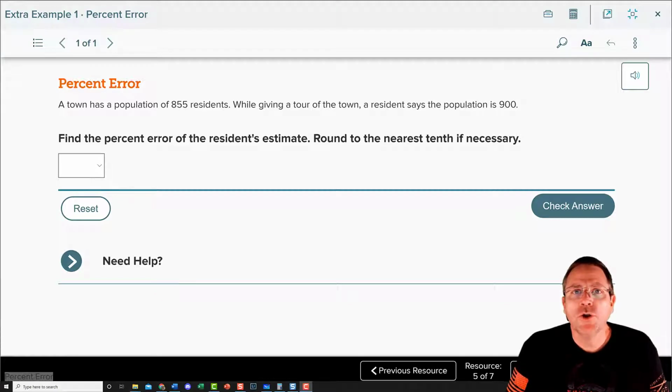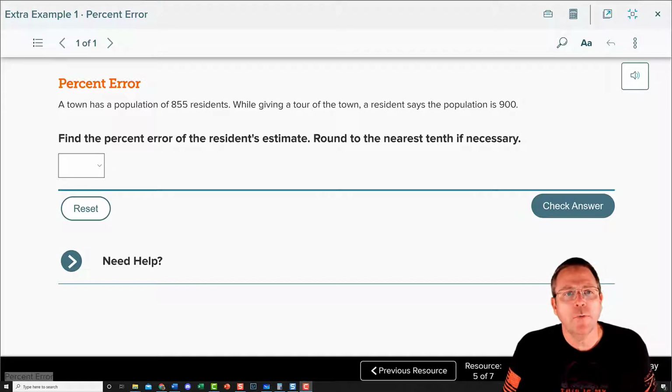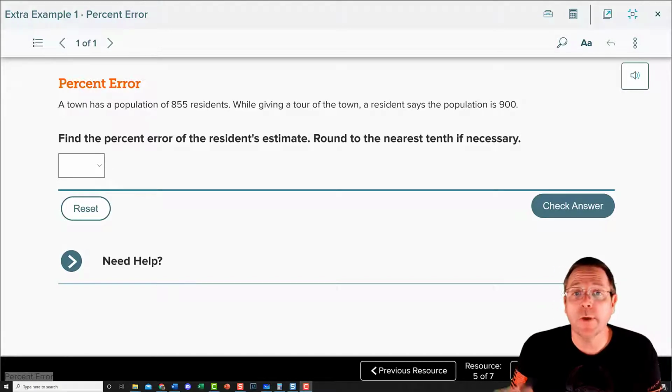Welcome back to part 2 of chapter 2, section 7, percent error. When we left off, I told you to work on this problem. If you've not done it yet, pause the recording and do it at this time.